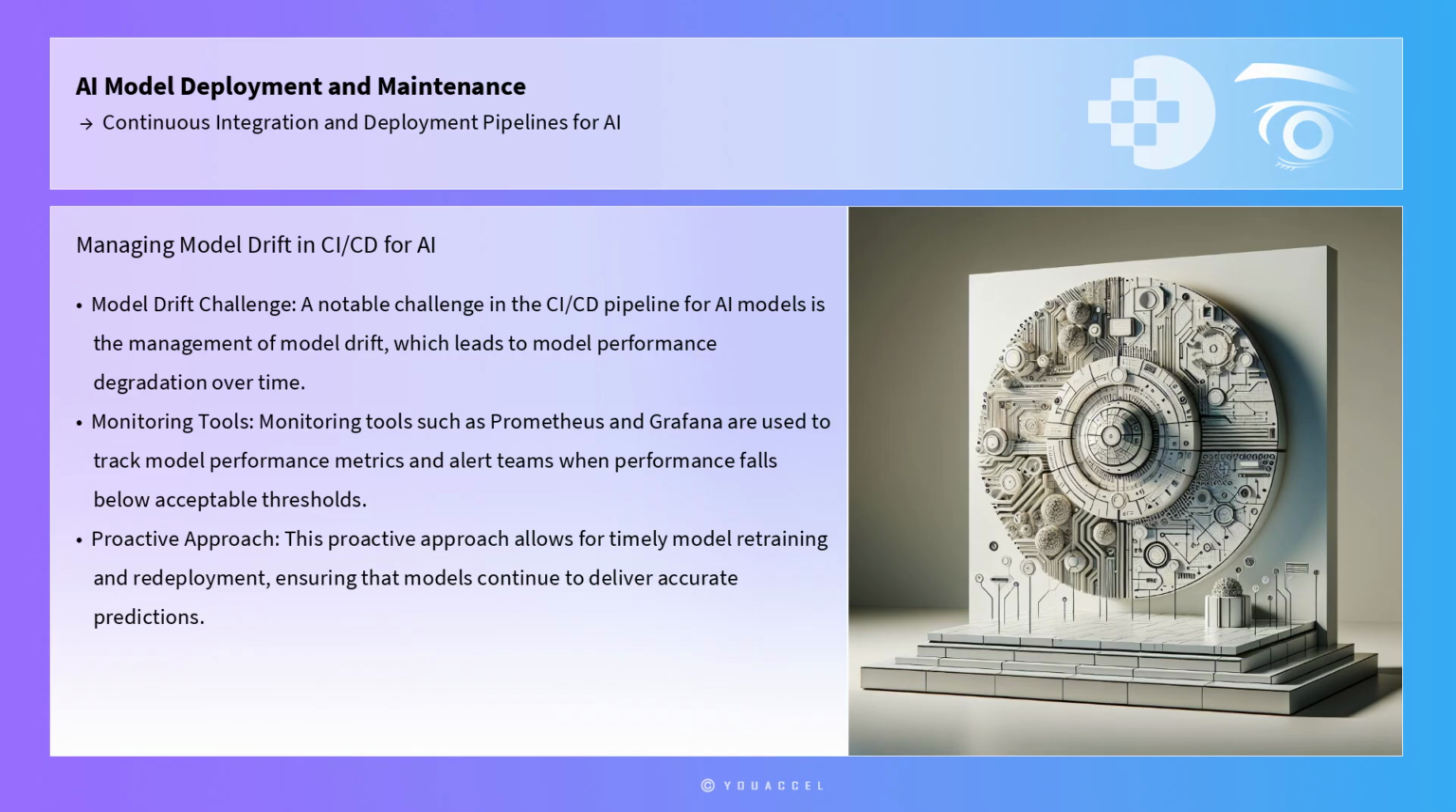A notable challenge in the CI/CD pipeline for AI models is the management of model drift, which occurs when the statistical properties of the target variable change, leading to model performance degradation over time. To address this, monitoring tools such as Prometheus and Grafana are used to track model performance metrics and alert teams when performance falls below acceptable thresholds. This proactive approach allows for timely model retraining and redeployment, ensuring that models continue to deliver accurate predictions.